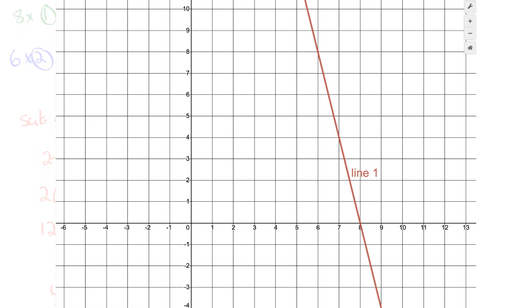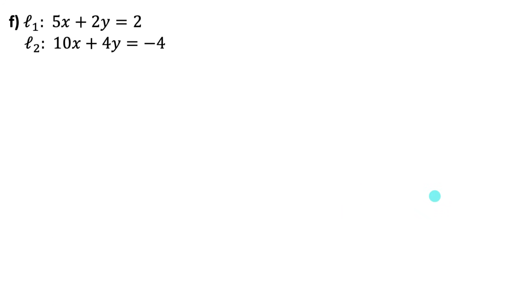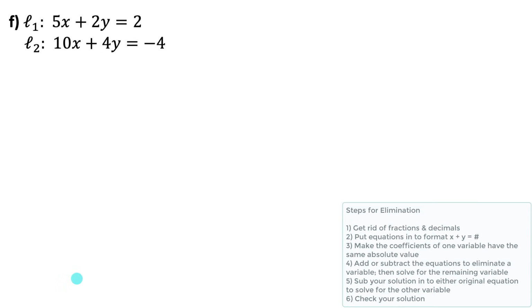Graphically speaking, if we were to graph both lines, they would intersect at the point (6, 8). Let's do our last example. There are no decimals or fractions to deal with. The equations are of the proper format, x and y on the left, the constant on the right. Now we just have to make the coefficients of either the x's or the y's have the same absolute value. So let's make the x's both have a coefficient of 10.